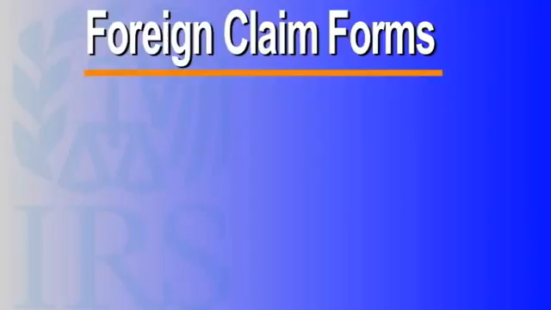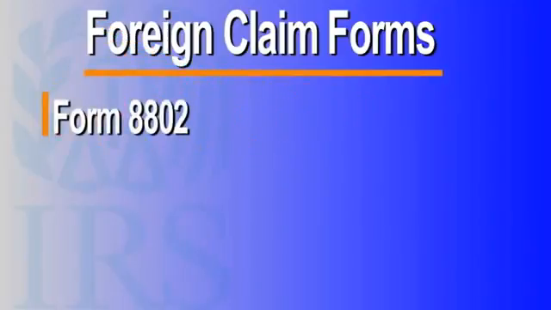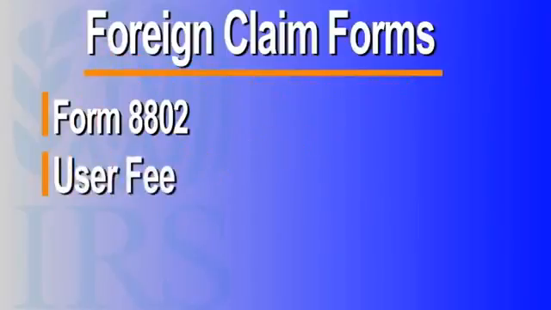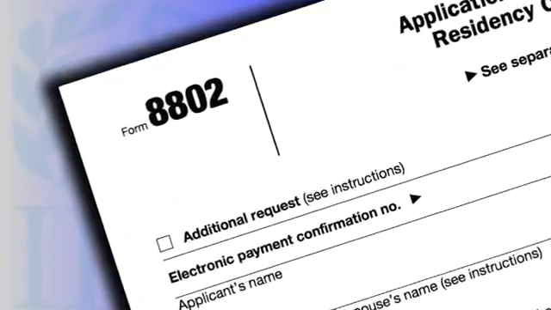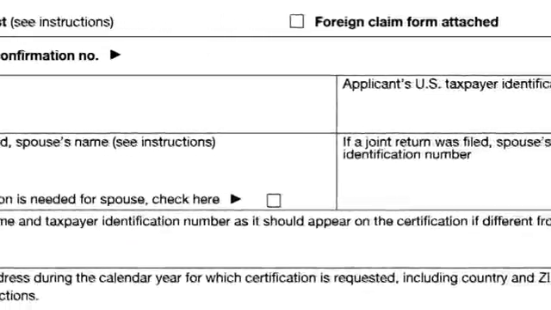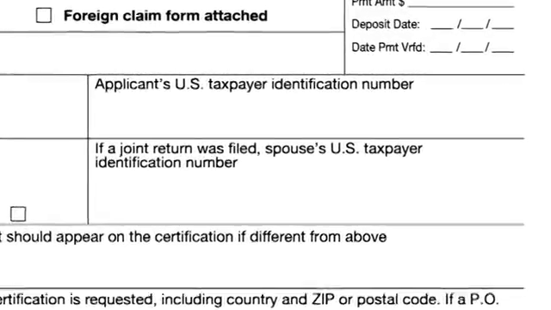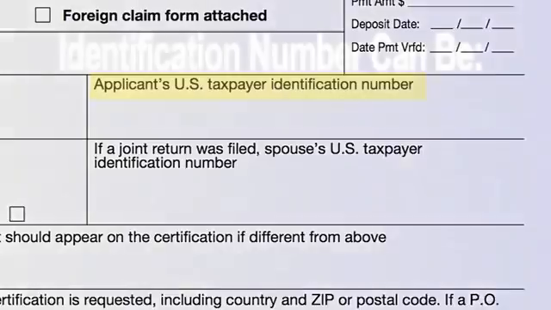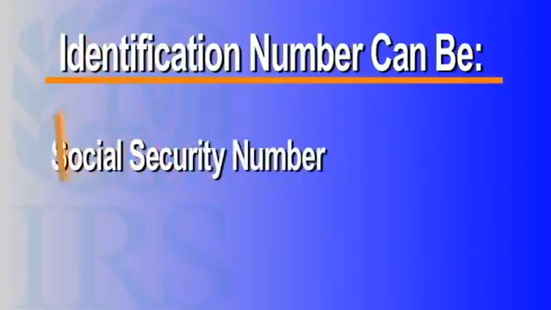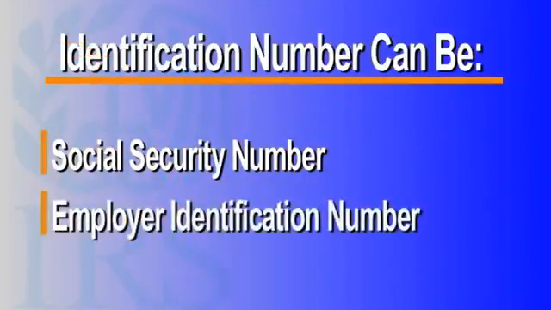If you're submitting a foreign claim form, it must be accompanied by Form 8802 and the user fee. There are no exceptions. Please contact us to determine which forms we will certify. Now, let's get started with filling out Form 8802. Just above the beginning of the numbered sections, enter your name and taxpayer identification number, also known as a TIN. This is the name and TIN of the individual, corporation, or other entity requiring certification. The identification number can be a Social Security number or employer identification number.